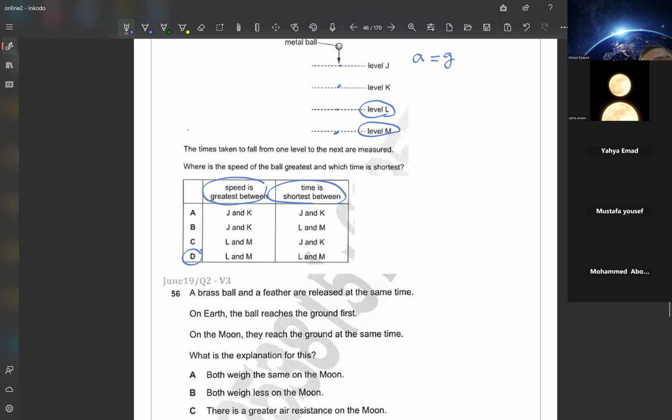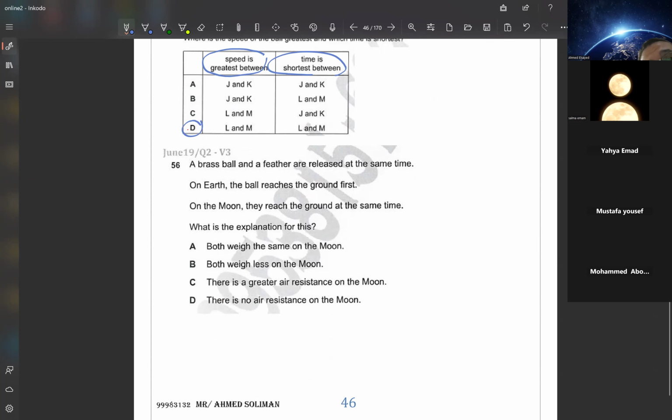Okay, now Yahya, can you solve this one? A brass ball and a feather are released at the same time on Earth. The ball reaches the ground first. On the moon, they reach the ground at the same time. What's the explanation for this?